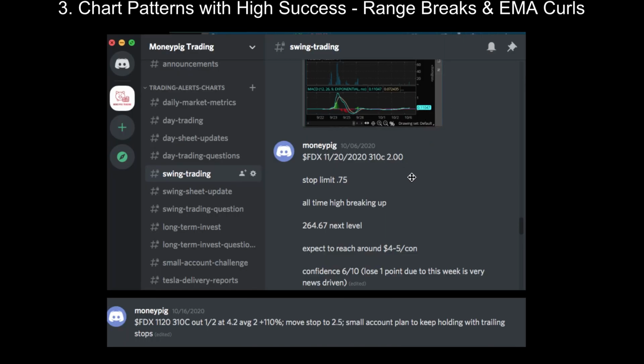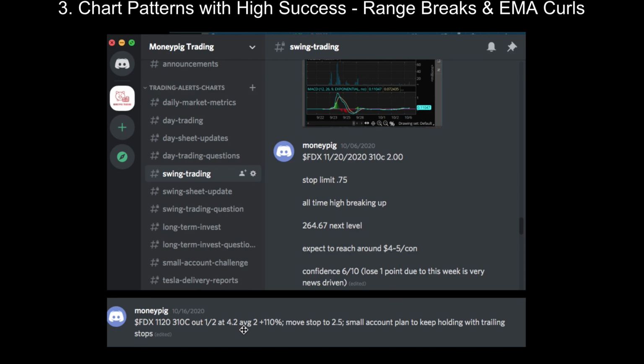And this is why we issued a FedEx swing alert on October 6th. We said, by November 20. So we're trying to capture these 6 weeks of trend before earnings. And here's the entry price, the levels we expect to reach, the dollar target, and the confidence level, like how confident we are in this position.